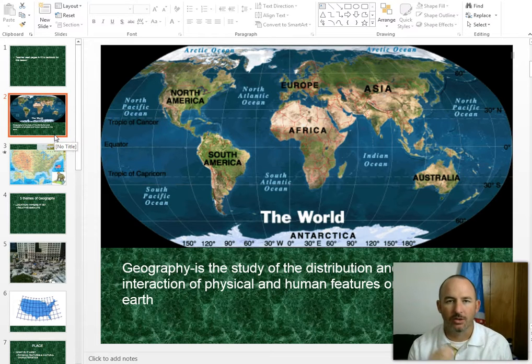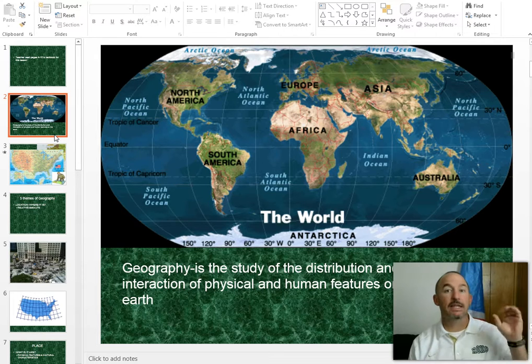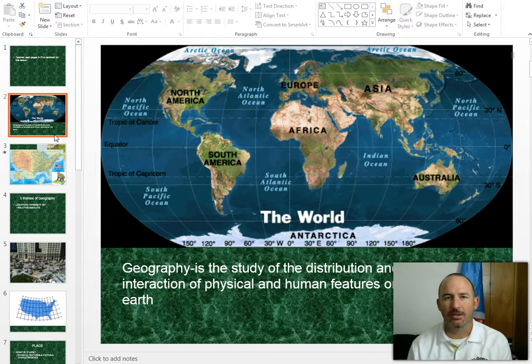Location. It's absolute or it's relative. Relative is how it's in relation to another place. Absolute location is the exact place on Earth, measured by latitude and longitude lines. The second theme, place. What's it like? Explain it. Hot, dry, flat, mountainous, whatever.